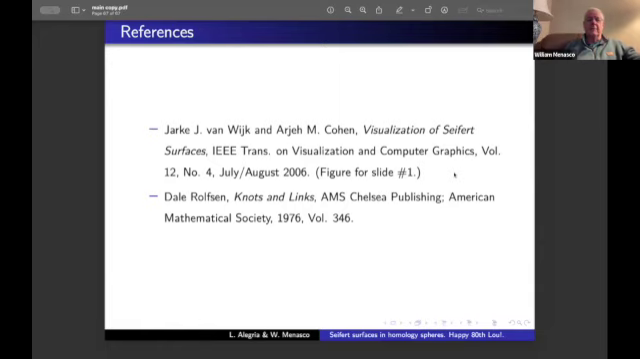And then I mentioned before that the presentation of the Poincare homology sphere, that Heegaard diagram comes from Dale Rolfsen's paper, book.